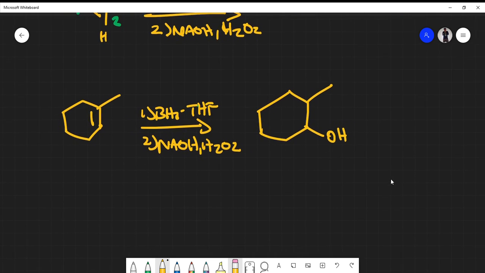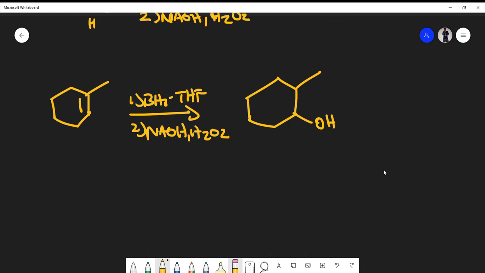Now, if we're asked to show stereochemistry, remember that hydroboration shows what we call cis addition. Again, this carbon has one hydrogen, whereas the carbon above has zero hydrogens. So if we label this as carbon 1, this is carbon 2. Carbon 1 is more substituted. Carbon 2 is less substituted. Therefore, in hydroboration, the OH ends up on the carbon that is less substituted.